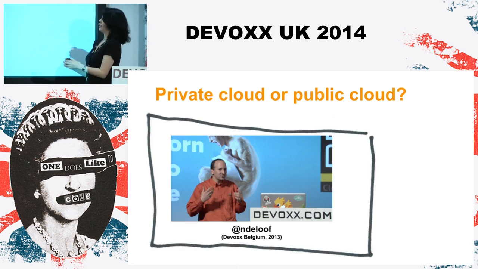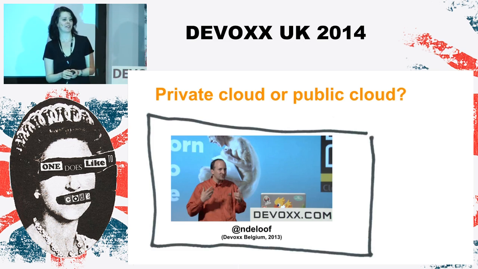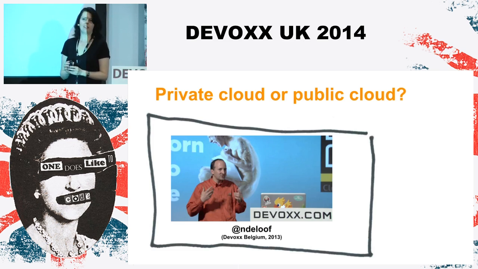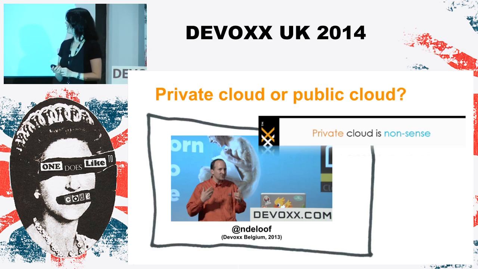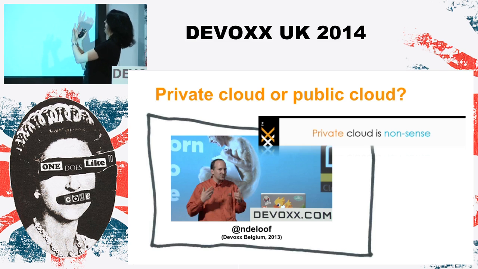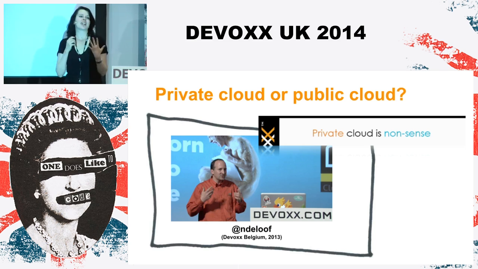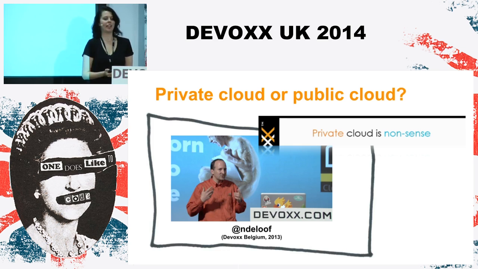So I have taken a screen capture of an earlier Devoxx talk from Devoxx Belgium. And this is Nicolas. And in his slides, he says private cloud is nonsense. And I really liked that hyphen, because I wasn't sure if that was just because English wasn't his first language, or if he was actually trying to express what I think he was trying to say. It's actually basically an oxymoron. The whole idea of the cloud is that it's public and that you're not managing it. Why would you do it privately?